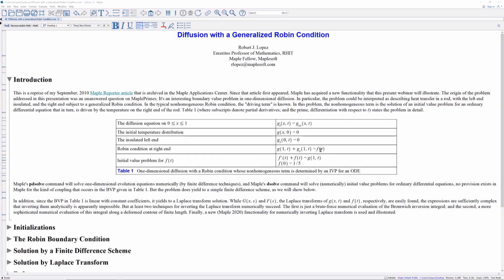But this term is not prescribed. It's governed by this initial value problem. And the initial value problem is coupled to the temperature at the right end. So, differential equation governing F, G is a driving term in that equation and an initial value to make this an initial value problem. Well, Maple's pdsolve command will solve one-dimensional evolution equation. It does it numerically by finite differences, and it will also solve, again numerically, initial value problems for ordinary differential equations. But there's no provision for the kind of coupling that takes place here, but the problem does yield to a simple finite difference scheme, and that's what we're going to show below.